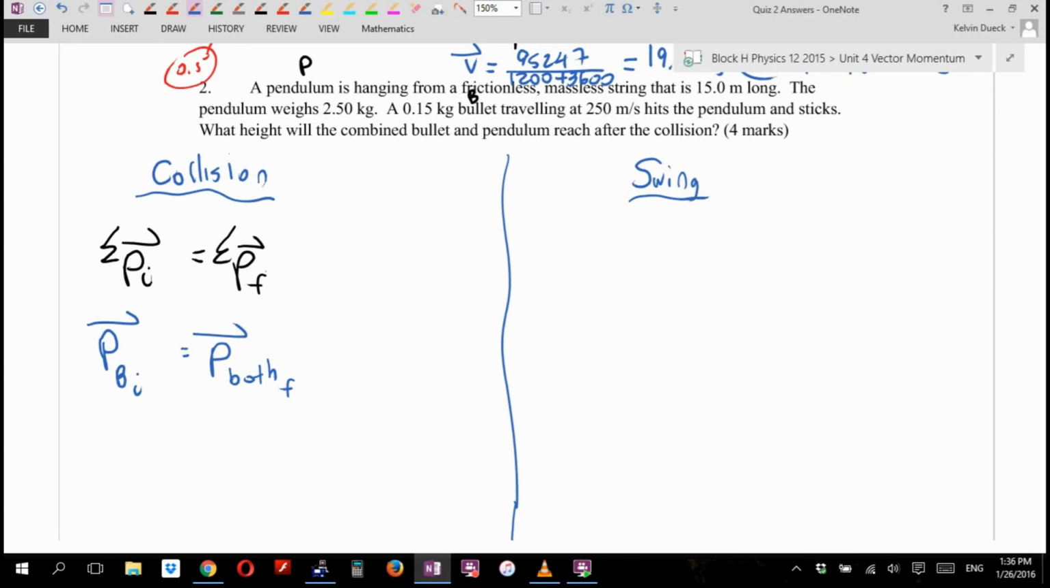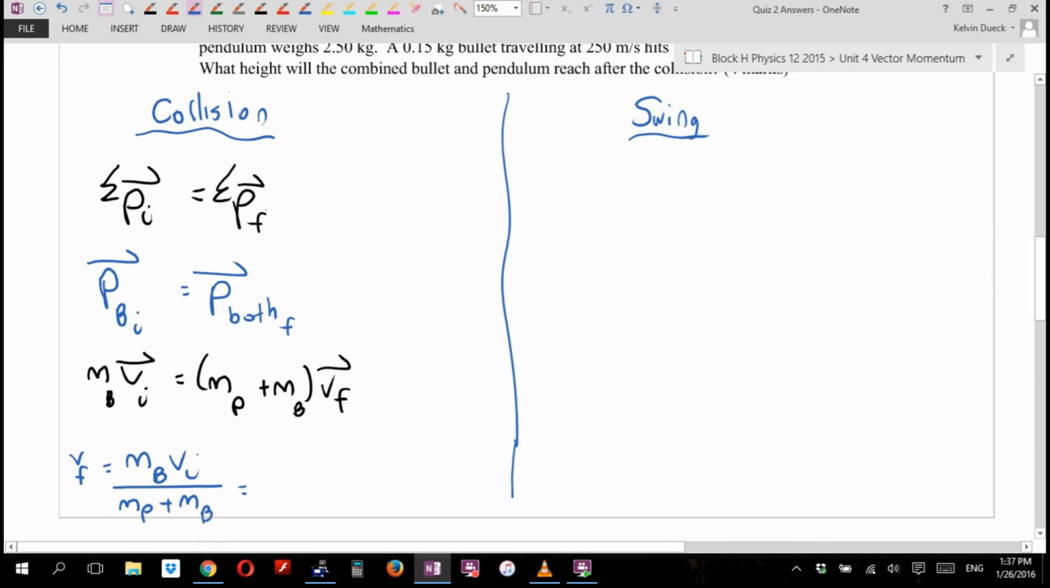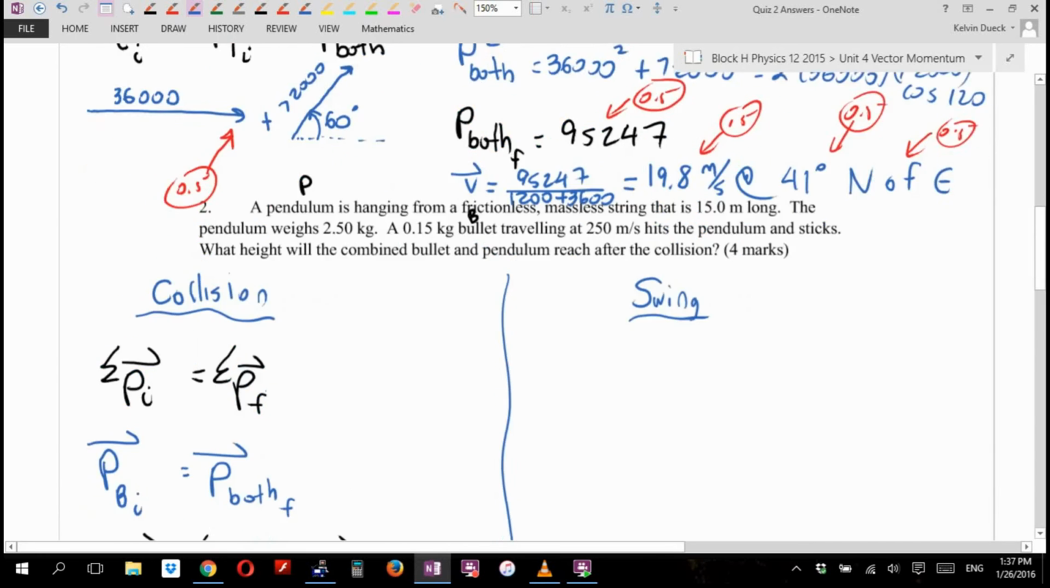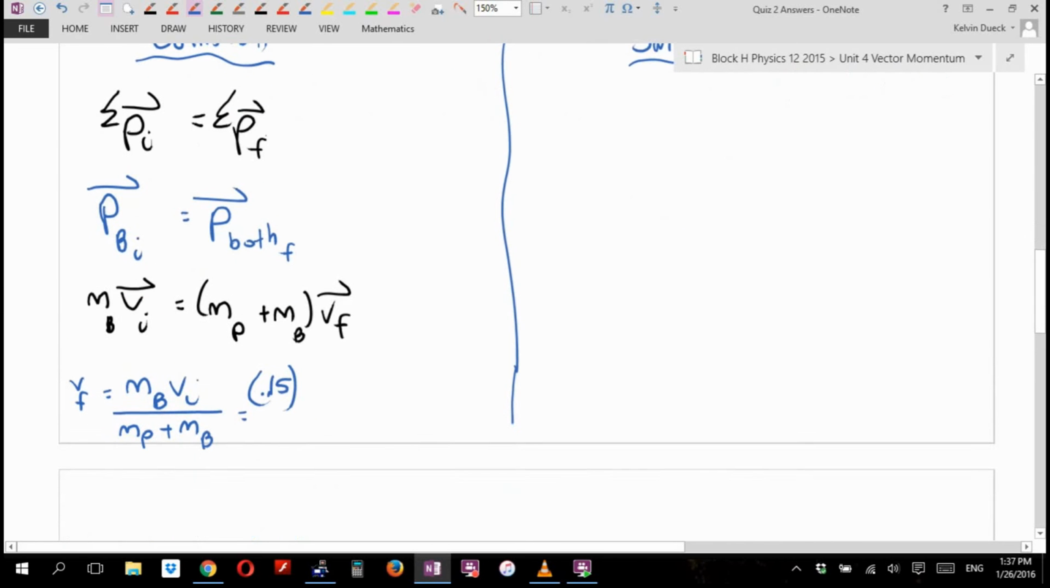Oh, thank God. So now I can just say, okay, mass of the bullet, V initial of the bullet, equals mass of the pendulum plus mass of the bullet, V final. I can say, hey, V final is going to be mass of the bullet, V initial of the bullet divided by mass of the pendulum plus mass of the bullet, and now I can plug and chug. What was the mass of the bullet? 0.15 kilograms. What was the 250? Wham, they collide.